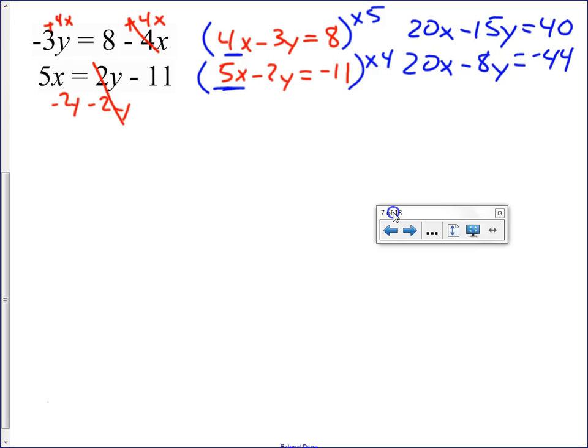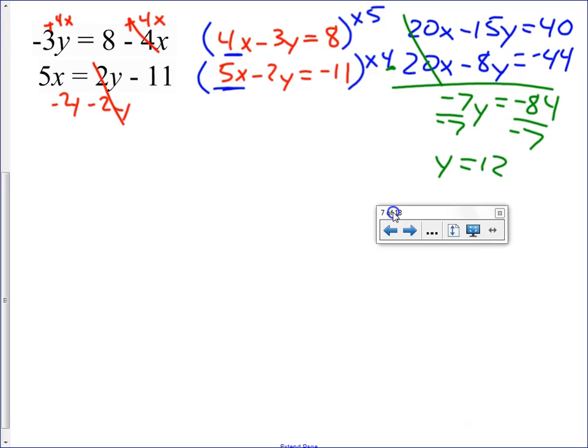Now I've got the same terms, so I'm going to subtract those. Cancels out the x terms, and I get negative 15y minus a negative 8y, gives me a negative 7y. 40 minus a negative 44 is 84. Divided by negative 7, y is a positive 12.